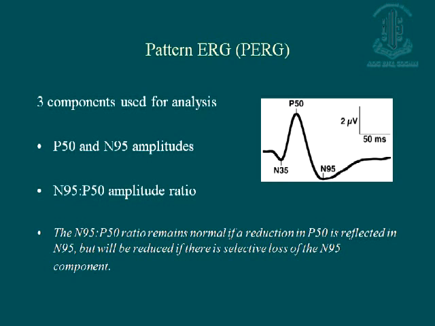What this implies is, if you have a reduction in the P50 waveform for whatever reason, the reduction will be on both sides. That means this ratio will remain the same. Whereas if you have a reduction in the N95 alone, while the P50 is not reduced, this ratio will be reduced. This is important to understand, because if this ratio is normal, we say that it's unlikely to be a retinal pathology. If this ratio is reduced, we know that it is because the N95 component has come down. So the probable pathology you're looking at is somewhere in the ganglion cells or optic nerve. So understanding this ratio is important here again.